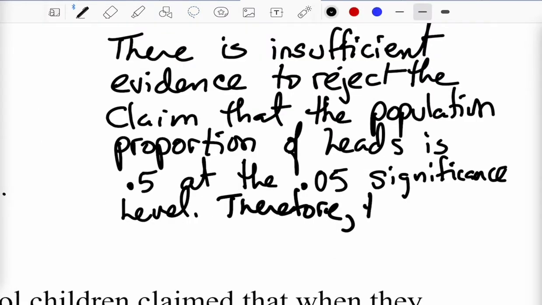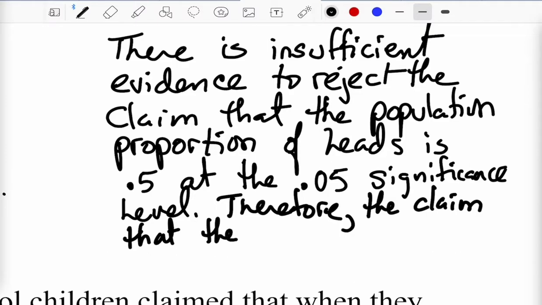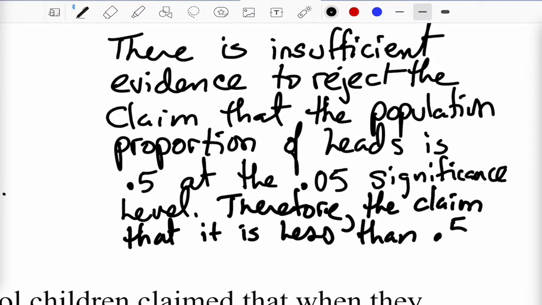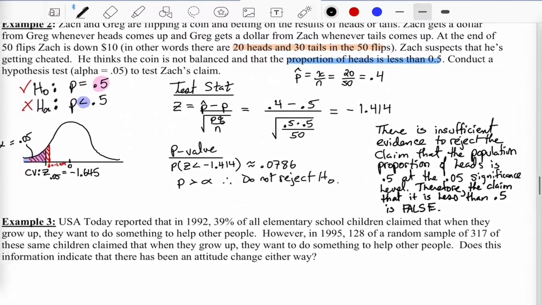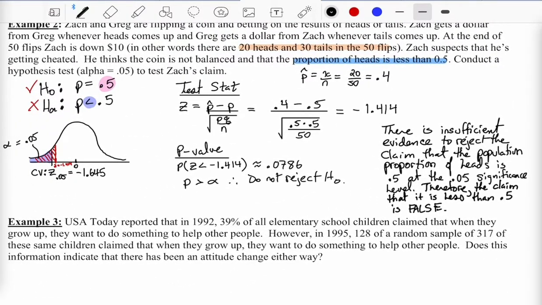Or the claim that it is less than 0.5 is false. All right. So, there's a lot going on in that response, but if you stick to that general framework, then you'll get an appropriately framed conclusion.